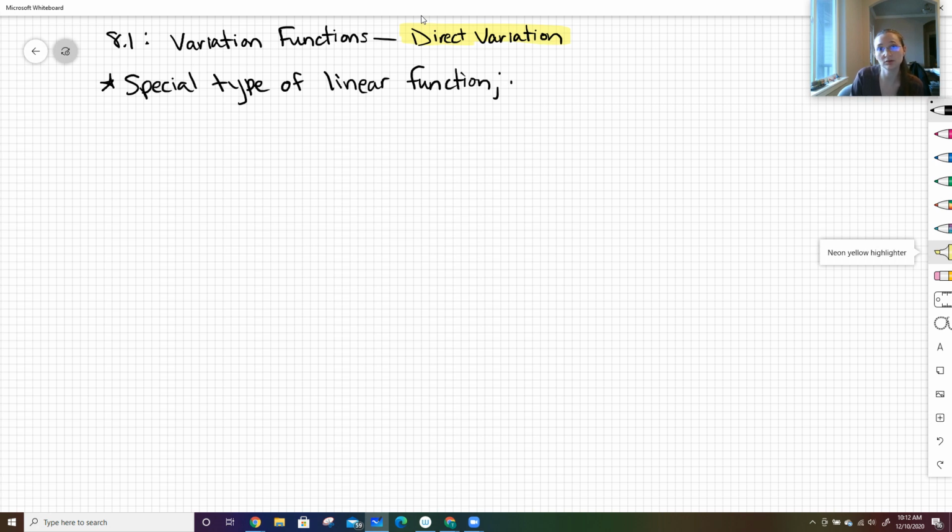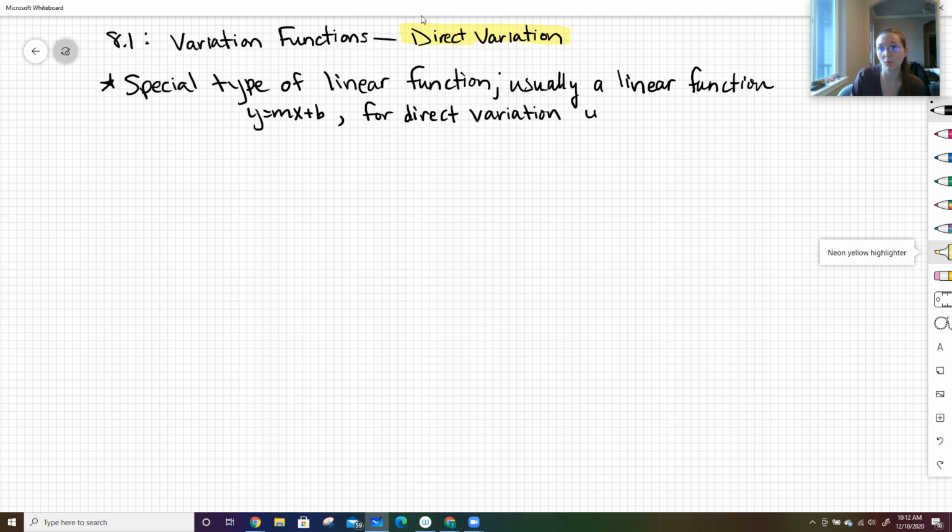Usually a linear function looks like y equals mx plus b. But for direct variation, we would say y equals kx. And k here represents the constant of variation.